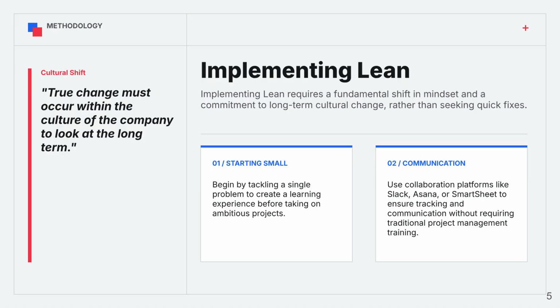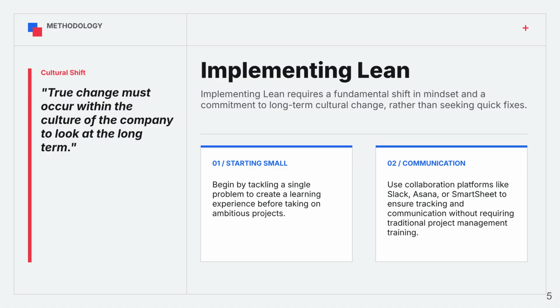Successfully implementing Lean requires more than introducing new tools or techniques. It demands a change in organizational culture, where continuous improvement becomes part of everyone's daily work rather than a one-time project. Sustainable success comes from thinking long-term, instead of expecting immediate results.